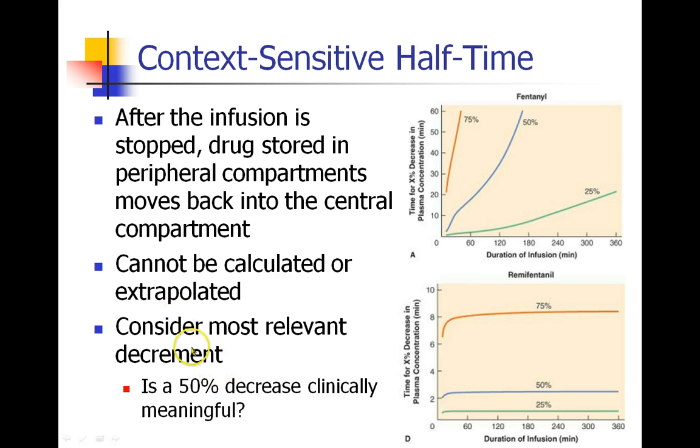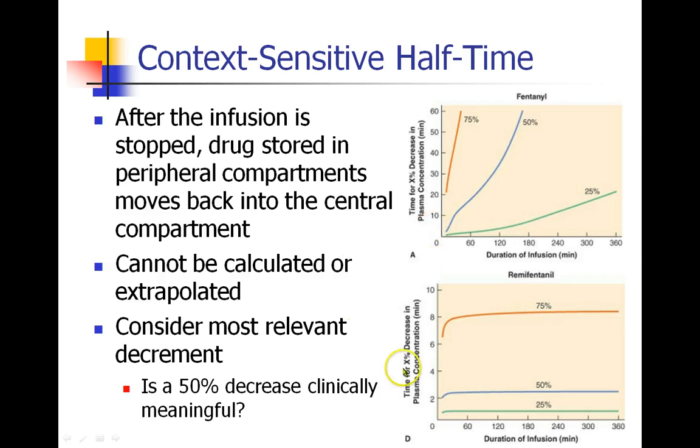And you should be aware that the 50% context-sensitive half-time might not be the most clinically meaningful. So for example, here's that curve of fentanyl again that we saw before, and that's how long it takes fentanyl to drop by 50%. Now, how long does it take fentanyl to drop just by 25%? Well, obviously it's not going to take as long, even for long-running infusions. But suppose I want my patient to breathe, and I need my fentanyl levels to drop by 75%. Well, then I might be looking at a curve that's more like this, and suddenly long infusions can have a very, very long context-sensitive decrement time, and I would need to turn those infusions off well in advance of emergence from anesthesia.